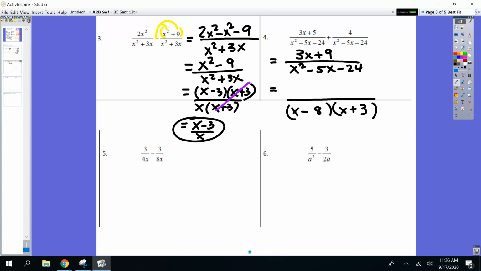Anything else? Out of the top, you can take a 3 out. You get x plus 3. You want to just finish it off? See, and then cross out the x plus 3s and leave us with x over x minus 8. What's on top? The x by itself. Oh no, the 3. Sorry, I took it. And then over the x minus 8. There you go.